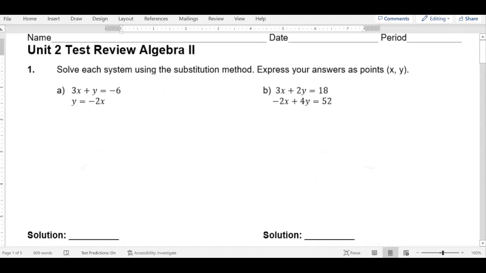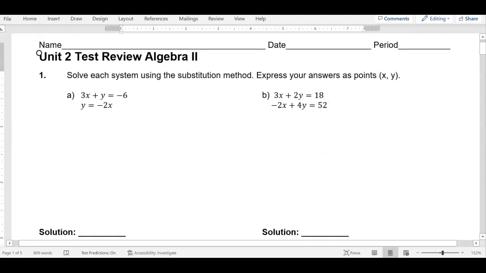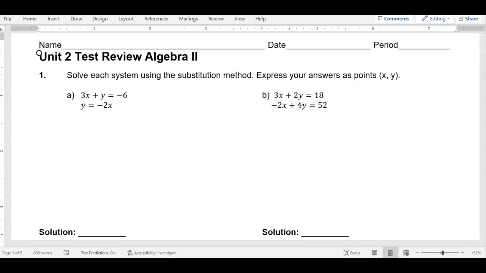So here's our review. On the first one, it says we're going to solve a system using substitution. When you're doing substitution, you want to solve one of them for one variable, plug it into the other, solve the one variable, plug it back into the original, get the second variable.